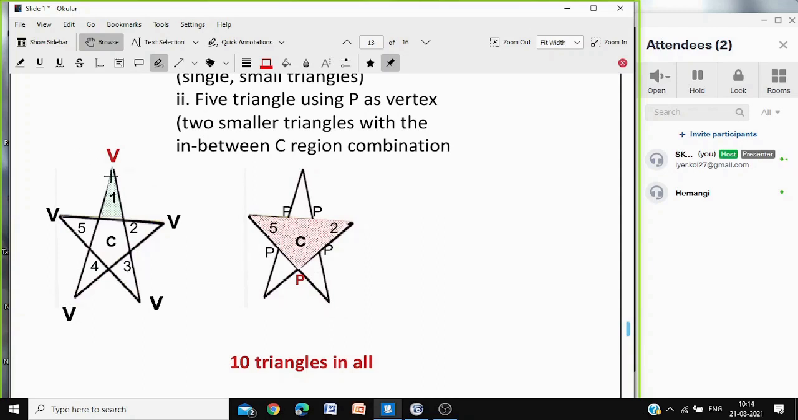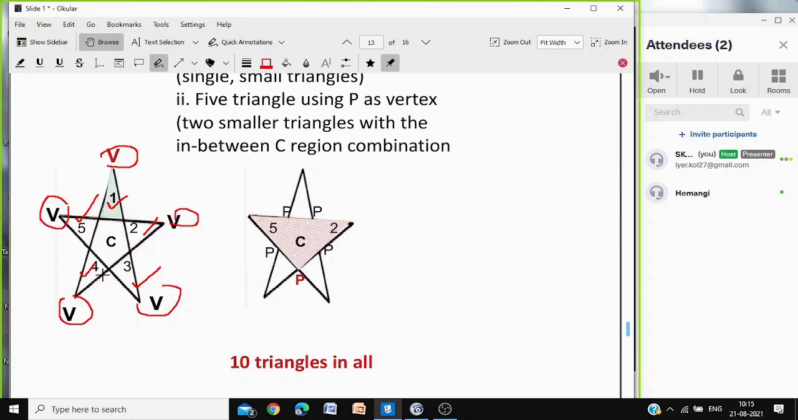Using this V as a vertex, you can get 5 triangles, right? Using this one, there is 1 triangle. Using this V as a vertex, you get this triangle. Using this point as a vertex, you get 1 triangle. Using this as a vertex, you get 1 triangle. And using this as vertex, you get 1 triangle. So 5 triangles using V as vertex.